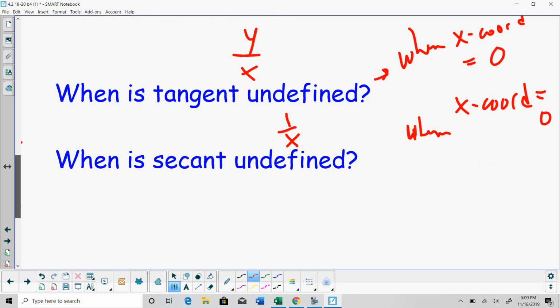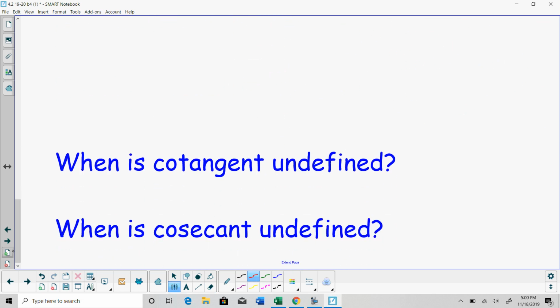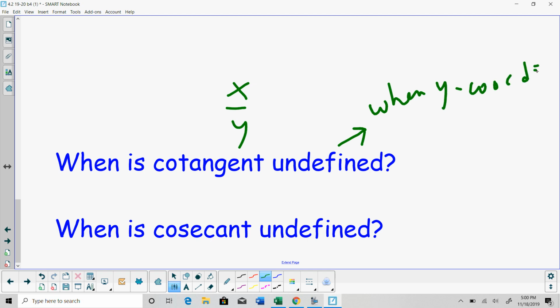With that in mind, what about cotangent? Well, cotangent is equal to x over y. So cotangent is going to be undefined whenever the y coordinate is equal to 0, because we're not allowed to divide by 0. Same thing for cosecant, because cosecant is 1 over y, and so that's going to be undefined again when the y coordinate equals 0.